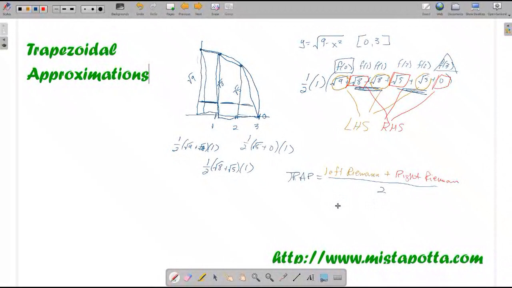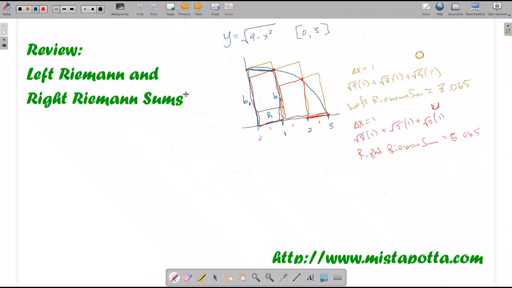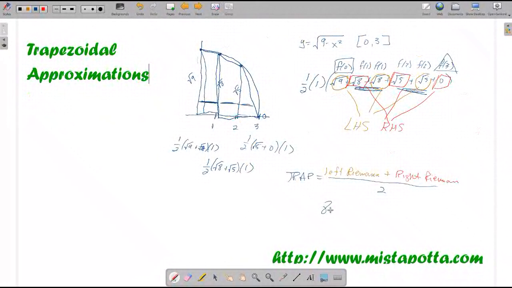In other words, this is the average of those two values that we just found on the previous slide. In other words, it's the average of 8.065 and 5.065. So if I take 8.065 and add it to 5.065 and divide by 2, I end up with 6.665. And this ends up being my trapezoidal approximation.